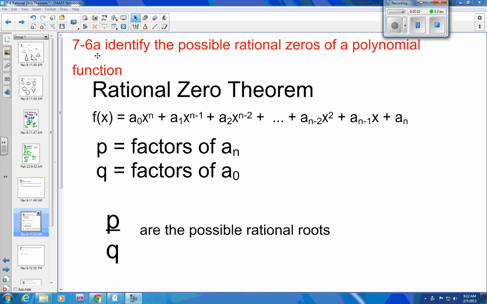Algebra 2, this is Chapter 7, Section 6. This is the rational zero theorem, and one example. There will be 3 videos in this series.